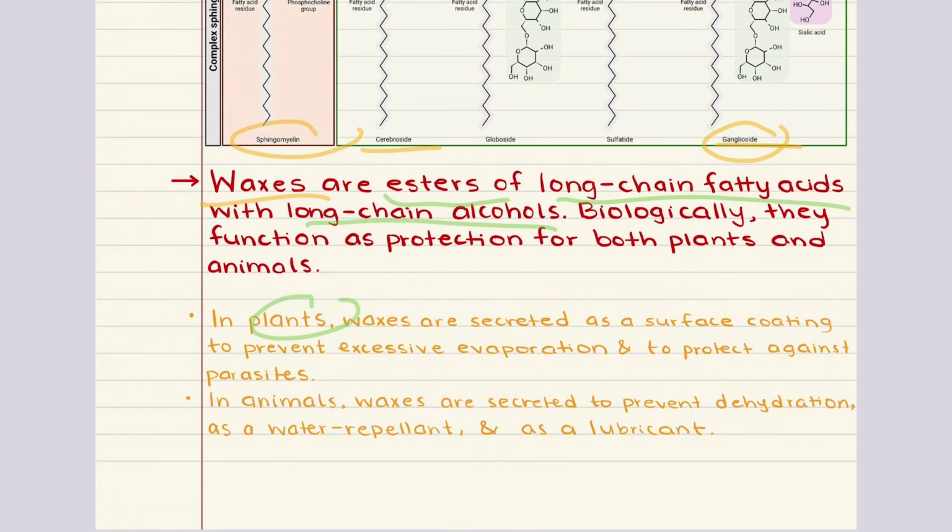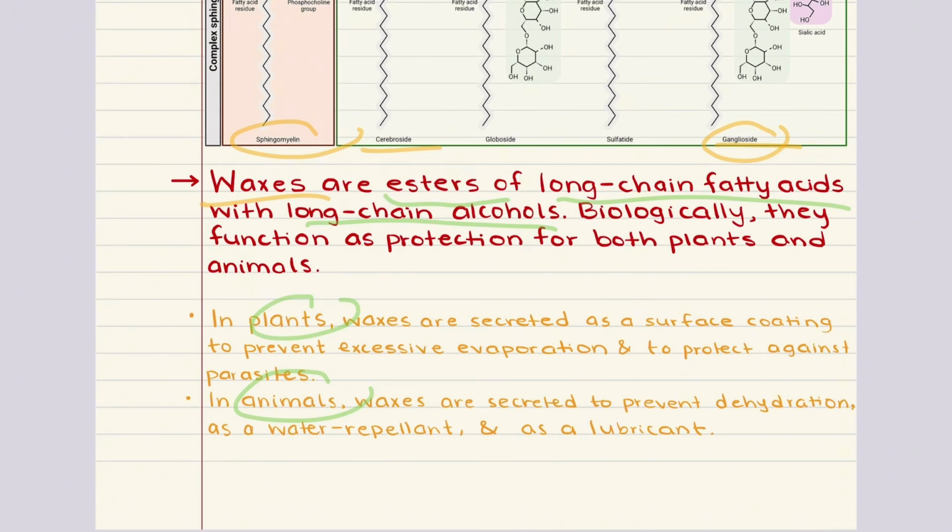In plants, waxes are secreted onto surfaces like leaves and stems to form a protective coating. And this coating helps reduce water loss by evaporation, and it also acts as a barrier against parasites and pathogens. In animals, waxes are used to prevent dehydration by repelling water. They also serve as lubricants, for example, in skin and fur, or in specialized secretions like earwax in humans. While waxes might not be as central to membrane structure as phospholipids or sphingolipids, they're still essential for protecting biological surfaces in a wide range of organisms.